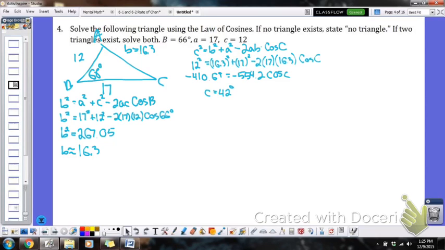And last thing we need to do is find angle A, and angle A will be equal to 180 minus 66 minus 42. So A is equal to 72 degrees.